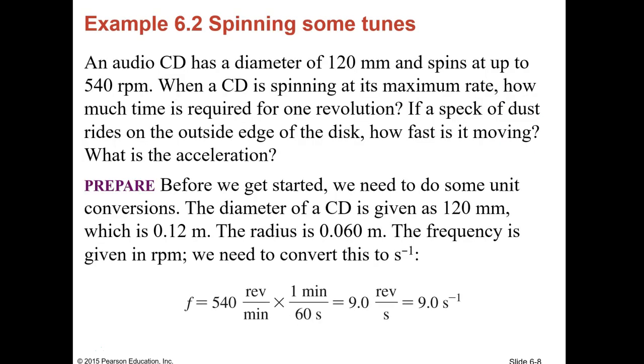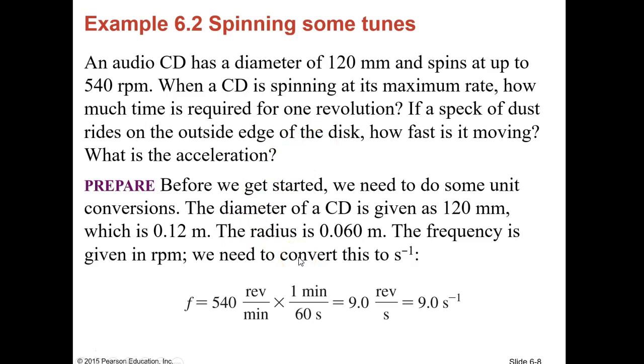So look at the frequency of a CD player. It has a diameter of 120 millimeters and spins up to 540 revolutions per minute, or rotations per minute. When it's spinning at its maximum rate, how much time is required for 1 revolution? And if a speck of dust is on the outside edge of the disk, how fast is it moving?